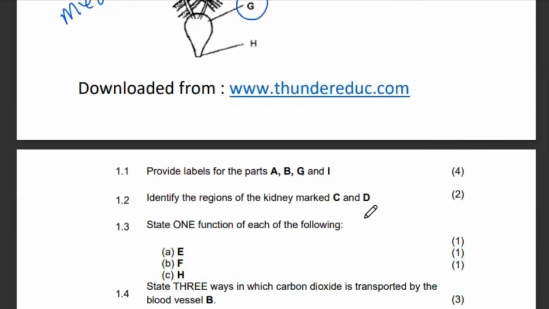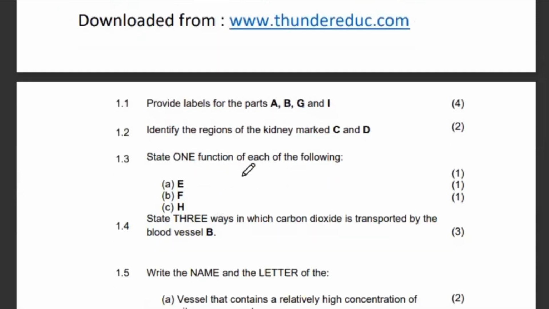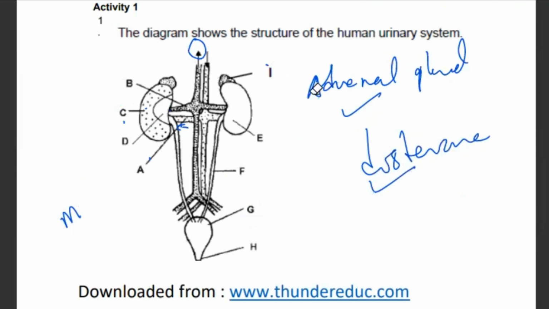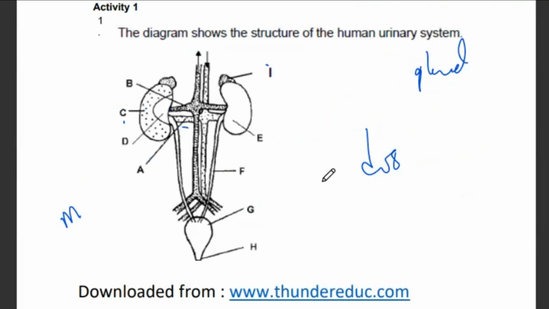Identify regions. Okay. See, and we're done. Name one function of each of the following. Okay. What is it? E. Let's go to E. What is E? Where is E? What is the function of E?